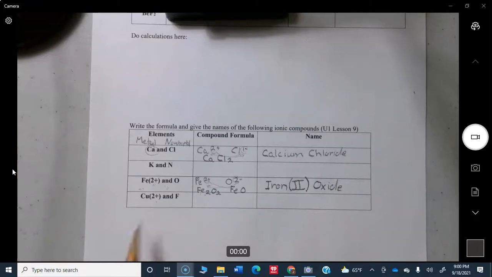Okay, same with copper. So you want to look up, see what copper's charges are. These 2 are going to be just like this one up here. There's only 1 charge potassium can have and only 1 charge nitrogen can have. So go ahead and do those. Okay, that takes care of it for this lesson.